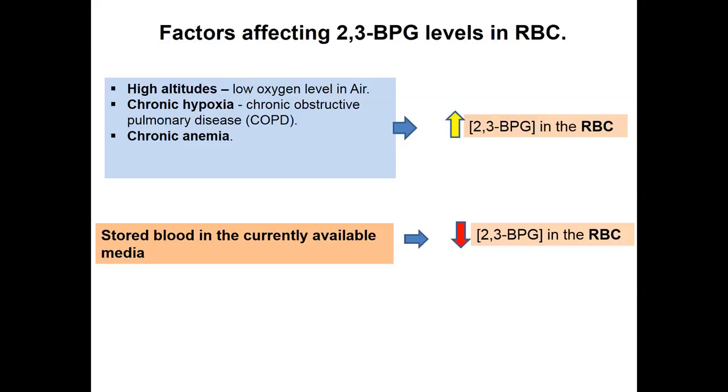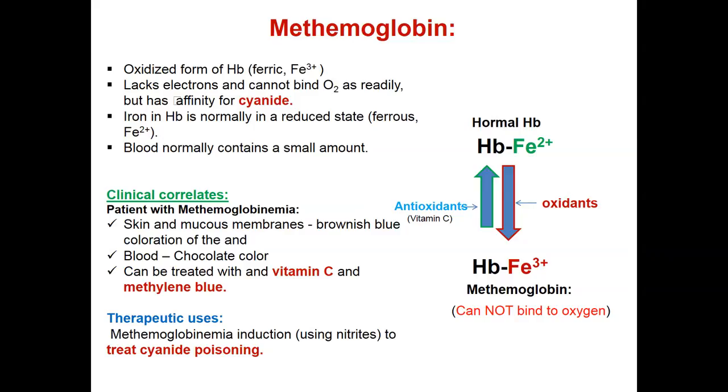Okay. So that's in high altitude. People who have chronic hypoxia, for some reason, due to obstruction of some airway leading to chronic hypoxia, or anemia, so they're not delivering enough oxygen, the BPG level goes up as well in those patients. But again, the key is that stored blood has a relatively lower concentration of BPG. So hemoglobinopathies, a few things that I want to bring to your attention.